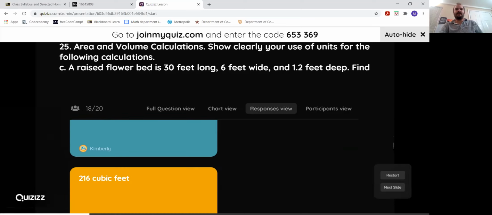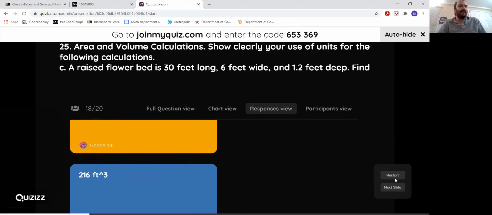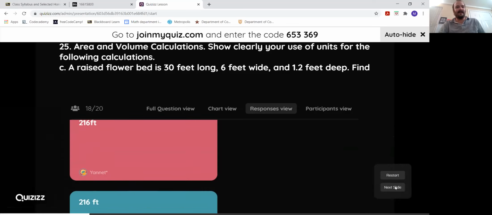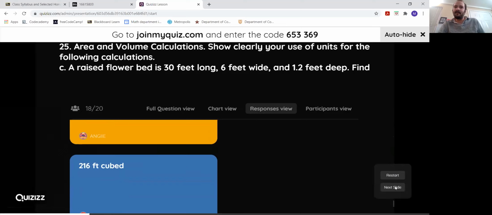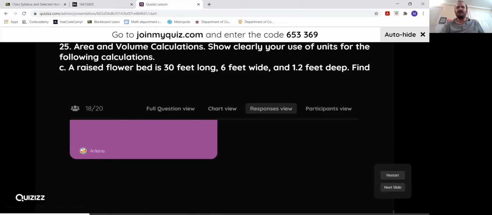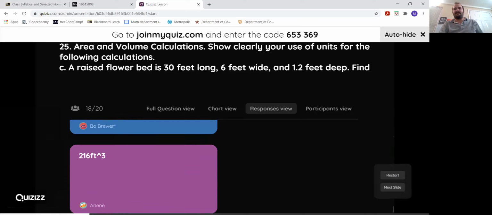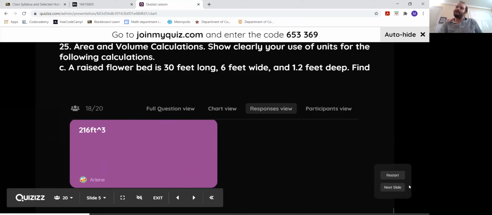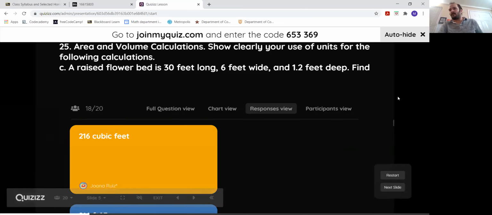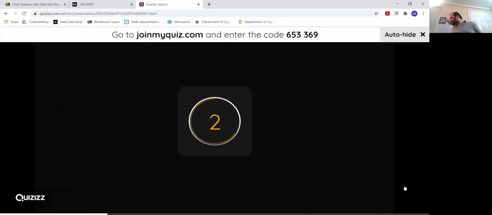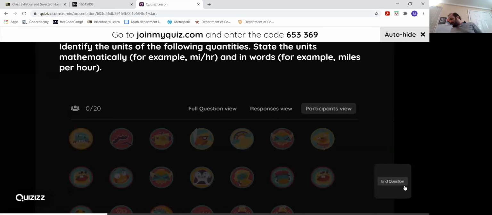So this should be all pretty good. 216 cubic feet. I'm curious what people are doing wrong. I feel like wrong answers are more entertaining. Feet cube. That's okay. That's just a word for this thing, right? Usually we go with cubic feet or the symbol, but that's fine. That is correct.